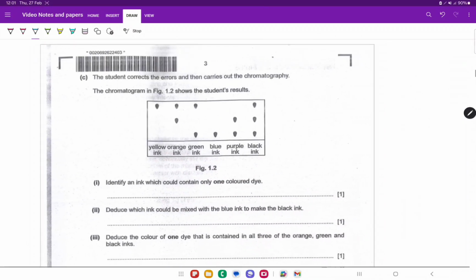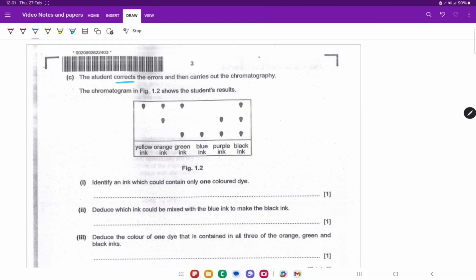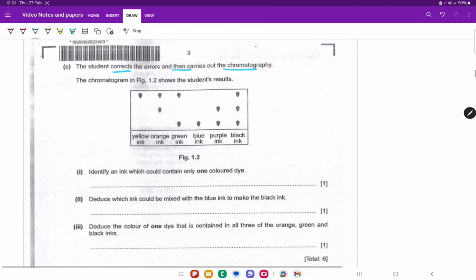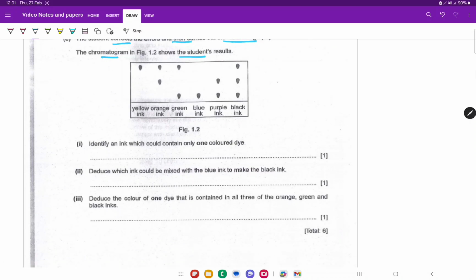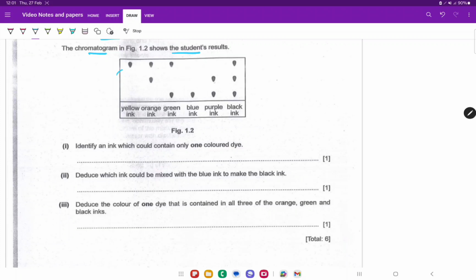C part: the student corrects the error and then carries out the chromatography. The chromatogram is shown in the figure. We can say yellow, orange. There is one dye in yellow, 2 in orange, 2 in green, 1 in blue, 2 in purple, and 3 in black. Now it's saying identify an ink which could contain only one color dye. So we have to find an ink which has only one color dye. One color dye is in yellow or in blue. So we can say the answer will be either yellow or blue.